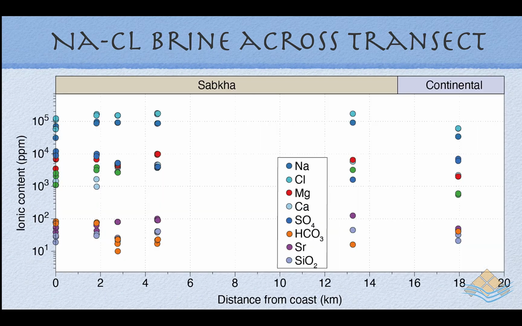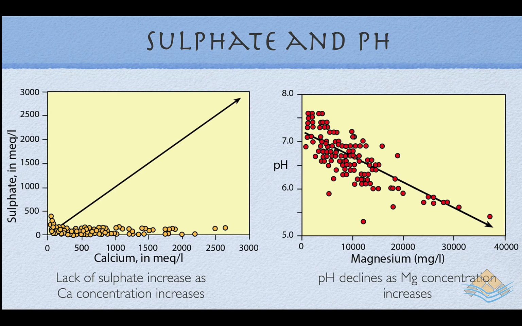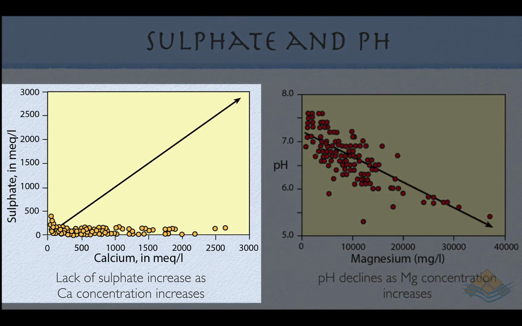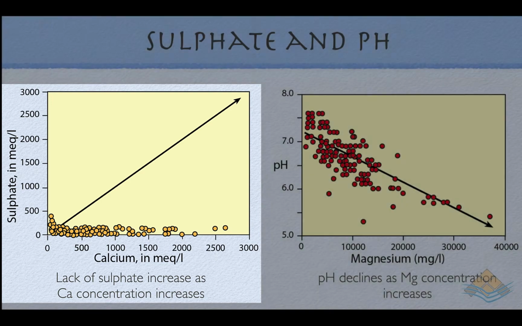So this is some of the work they did looking at the ionic proportions in the Sabkha and on the more continental sides, and you can see that throughout these are sodium chloride brines, and that the levels of sulfate are up there with the levels of sodium and chlorine, and that there is little or no increase of sulfate as we concentrate a Sabkha brine and the calcium concentration increases.